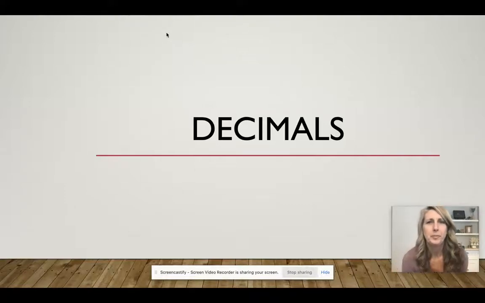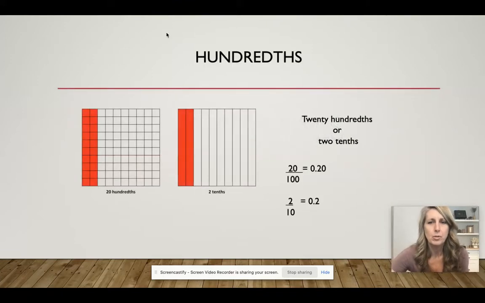Welcome back to our flipped classroom, part 3 about learning about decimals. Now, we've been looking at decimals as a quantity using grids, or thinking about it as money. And we know that we have hundredths. So if we had one whole and we split it into 100 parts, each part is called a hundredth.